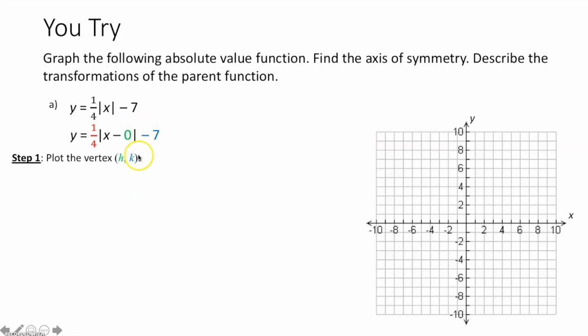Sweet. Let's plot our vertex. Our vertex is h comma k, which means it's going to be 0 comma -7. So we go over 0 on our x-axis, down 7 on our y-axis, put a point.